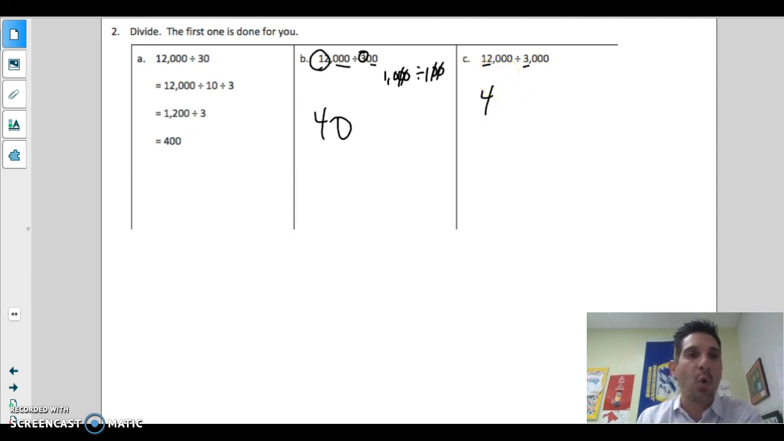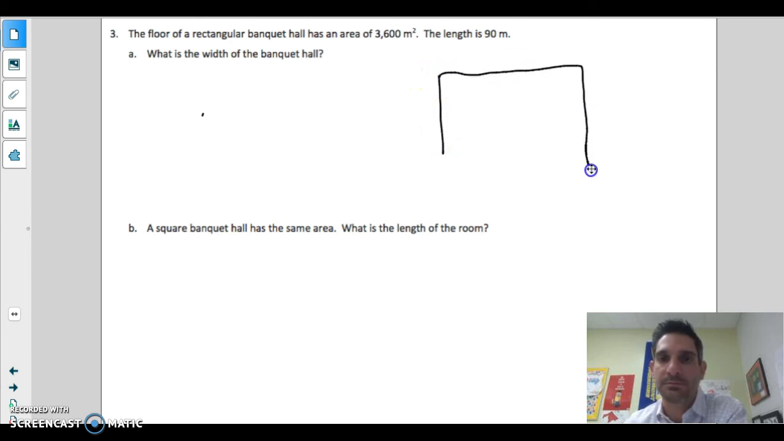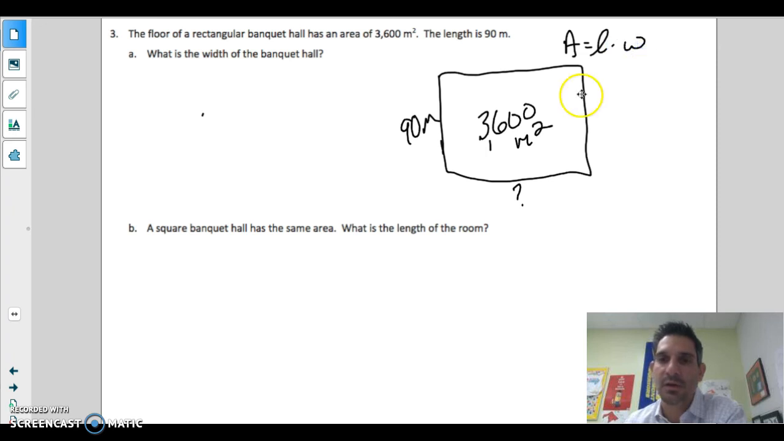I think I did one more problem. So it says the floor of a rectangular banquet has an area. Okay, so here's my floor. So I know the area is 3,600 meters squared. And it says the length is 90 meters. What's the width? So this is what I'm trying to find. Well, if you remember, area equals length times width. So I don't know the width, but I know the length, so I got to divide. So my division problem is 3,600 divided by 90.